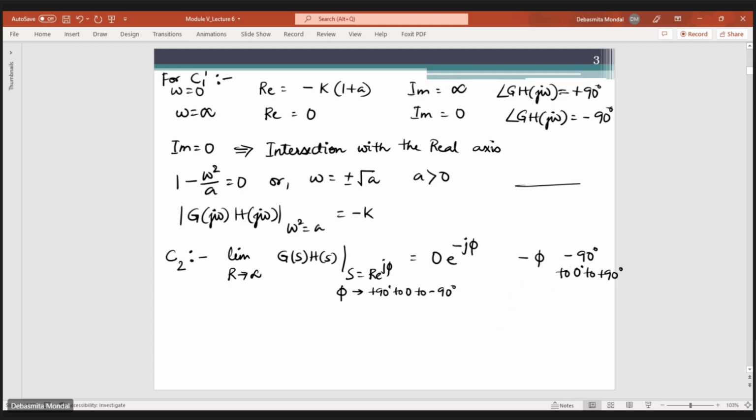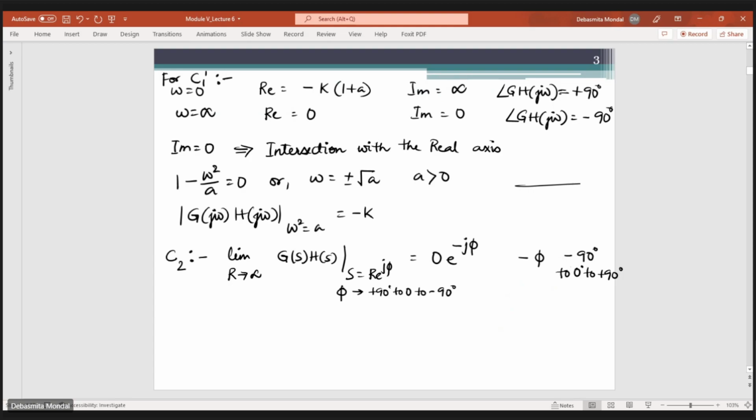So this is my minus 1 plus j0 point. In order to find out the stability, we have to find out how many encirclements of this minus 1 plus j0 point are happening in the Nyquist plot. So here you see you have one clockwise encirclement, and the other one is this clockwise encirclement. So we have two clockwise encirclements of this point minus 1 plus j0.